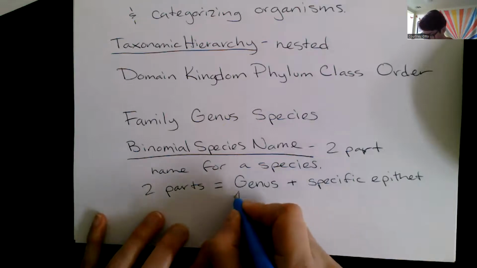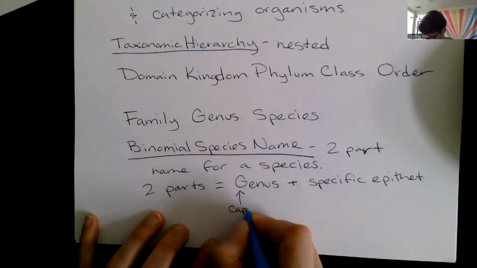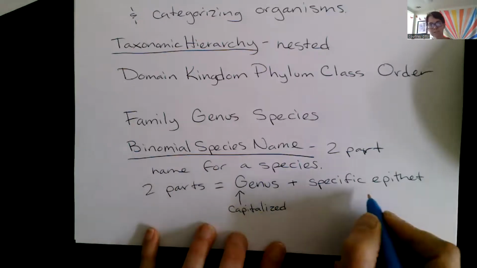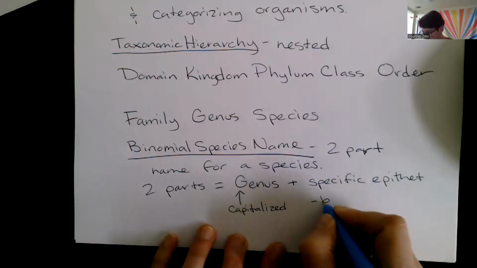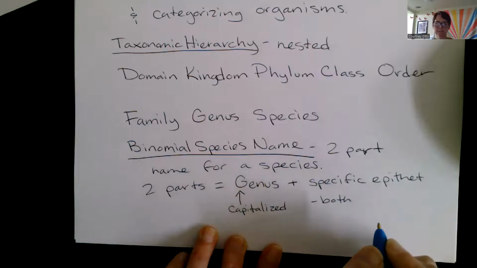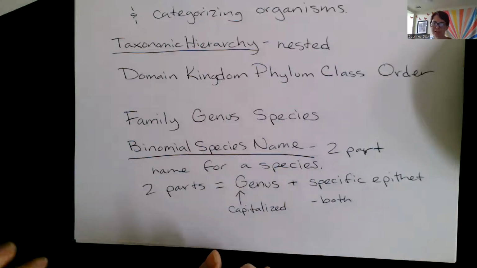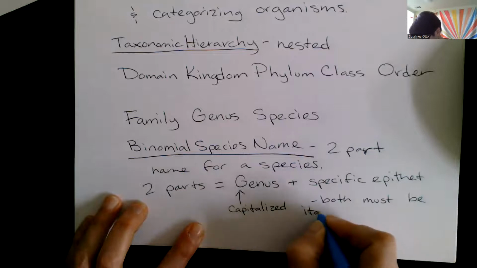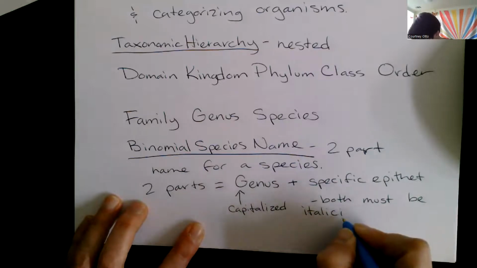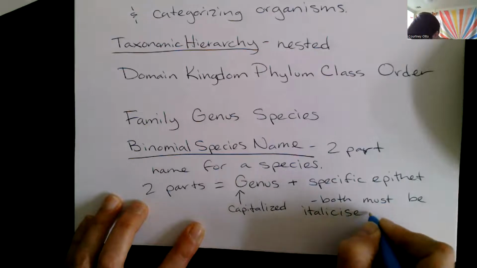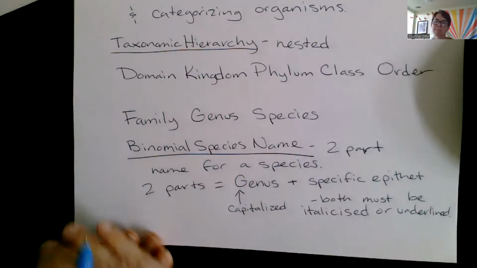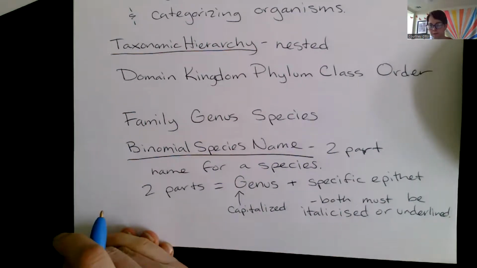Now, the genus name is always going to be capitalized. And both the genus and the specific epithet must be italicized, say if you're typing and you can change the font and do things like that, or if you can't do that, underline. So these are just rules to help us understand and recognize those species names when we see them.